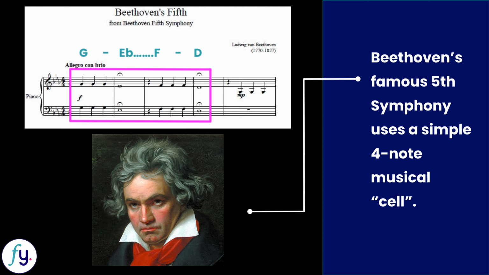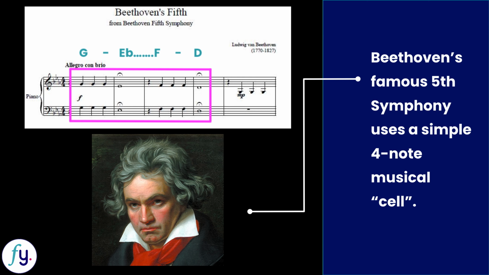Beethoven did it with his famous 5th Symphony. These famous 4 notes, G to E flat, F to D, which you can see highlighted here, make up his cell, and Beethoven crafts his entire 5th Symphony off these 4 notes.